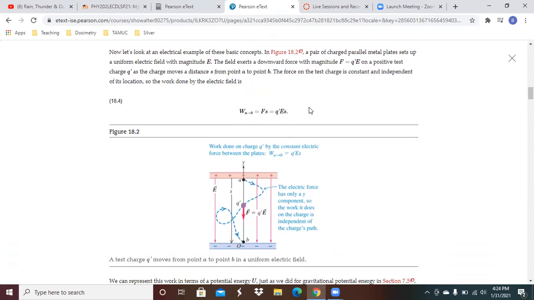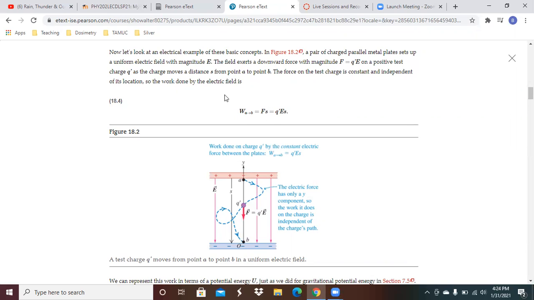So let's look at an example here, figure 18.2. You've got a pair of charged parallel metal plates. They're set up, they have a uniform electric field that has a magnitude of E. The field exerts a downward force with magnitude F equal to Q prime times E on a positive test charge Q prime. And then the charge moves a distance S from point A to point B, so that's its path, and you can see that drawn here. The force on the test charge is constant and independent of its location. In other words, it doesn't matter where it is.